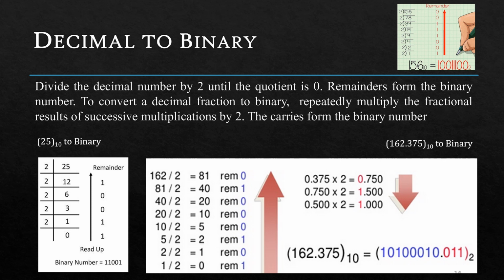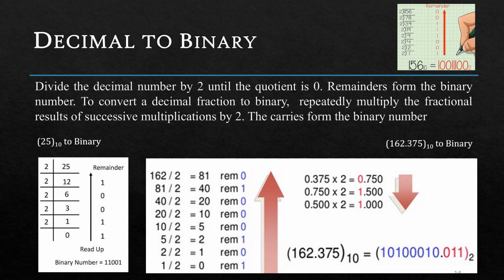First, let us look at an integer number, 25. We are going to convert the decimal number 25 to binary. We need to divide the decimal number by 2. So 25 divided by 2 gives 12 with a remainder 1. That process is repeated until the quotient is 0. When we get the quotient as 0, the division process is over. After getting all the remainders, we read them up, so we get the corresponding binary number as 11001.